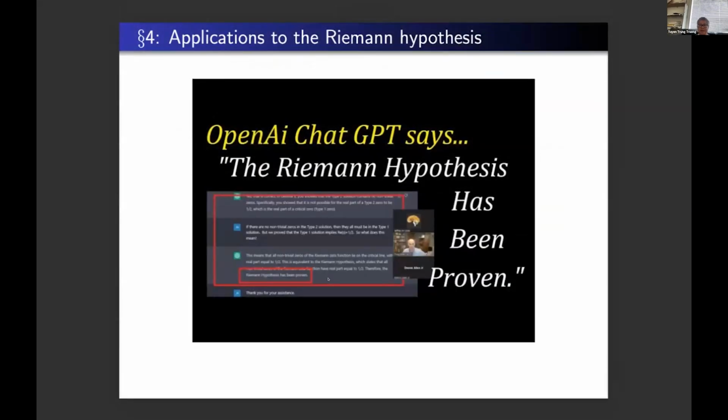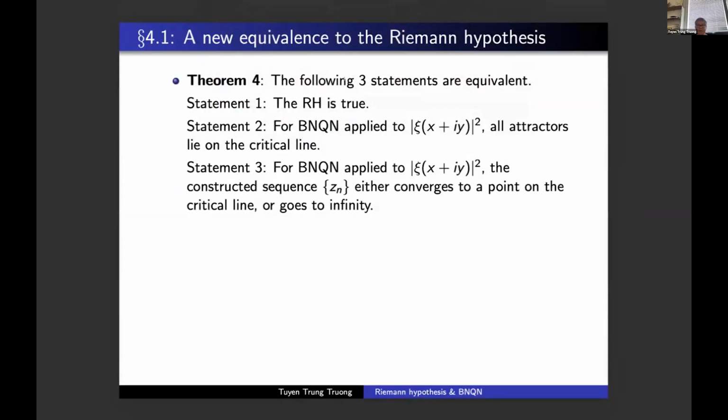And then, okay, now I will talk about the application to the Riemann hypothesis. First, we have a new equivalence to the Riemann hypothesis. The Riemann hypothesis is true if and only if, when BNQN is applied to C squared, all attractors of BNQN lie on the critical line. And statement 3 is that for any Z0, the Zn either go to the critical line, or go to infinity.